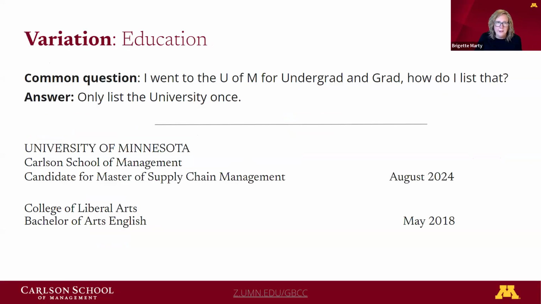far right aligned. Common question: what if you went to the same school for graduate and undergraduate, for example, the University of Minnesota? What you can do in terms of listing it is only list University of Minnesota once, which is great. It saves some space on your resume for you. So you have a little extra line. And what you'll notice is it says University of Minnesota, Carlson School, candidate for, and then we'll still keep a white space there.